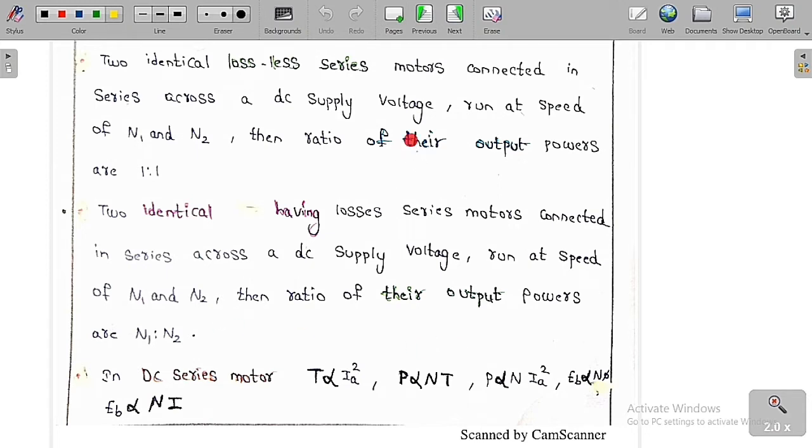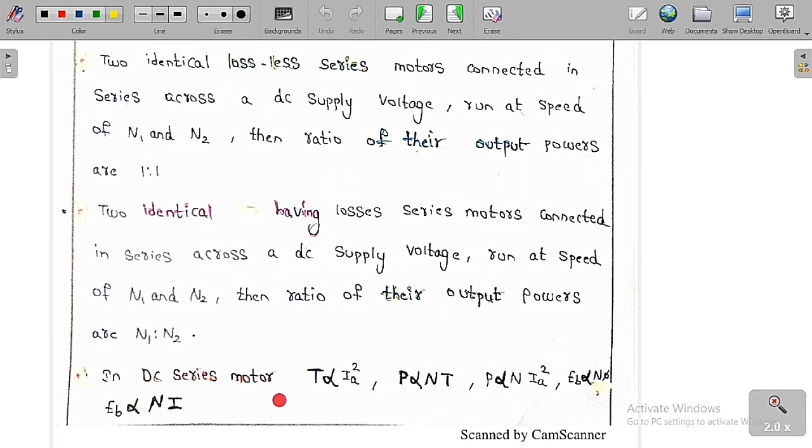If it is lossless, we can say EB is nearly equal to V by 2. If losses are there, EB is never equal to V by 2, because we can't say that. Now it is proportional to N1 and N2. Like that we have to apply here. So lossless means 1 is to 1. Losses are there means N1 is to N2.